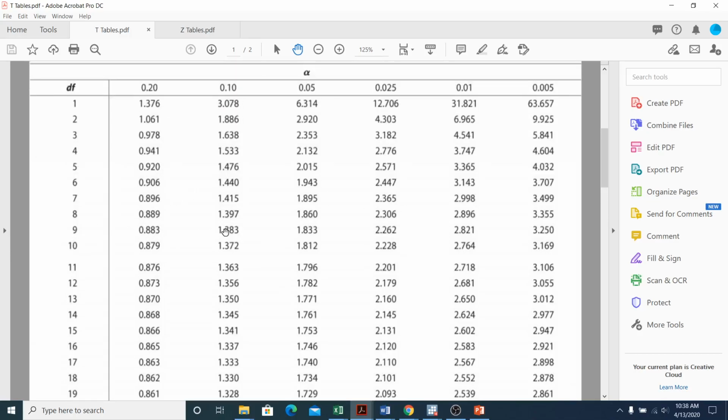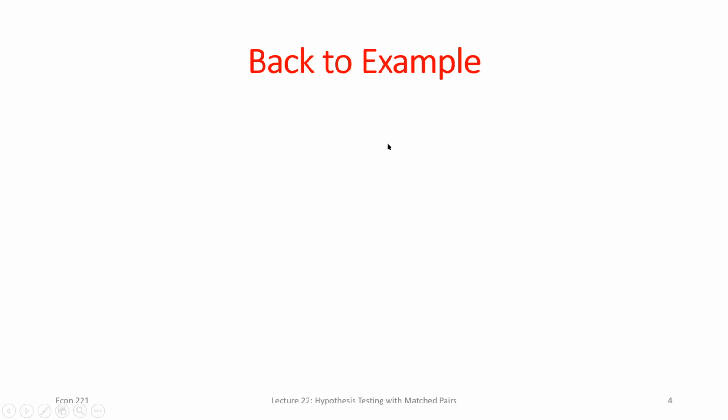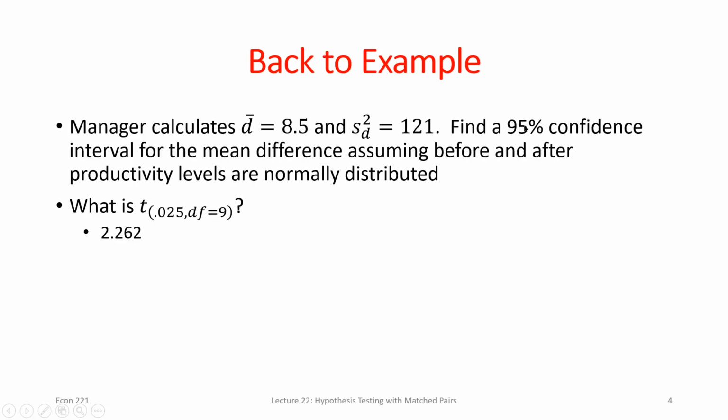We've got degrees of freedom 9. We wanted the alpha of 0.05, but divide it by 2, so 0.025. So 0.025 at degrees of freedom 9 gives 2.262. And that was because alpha was 0.05, divided by 2 is 0.025, degrees of freedom 9. We'll find that 2.262 value. So now we've got everything we need.